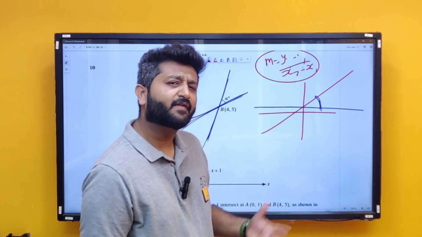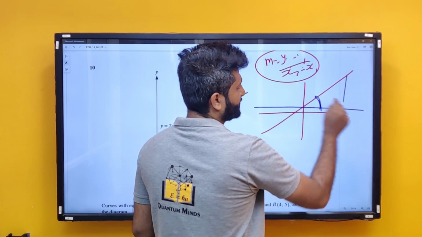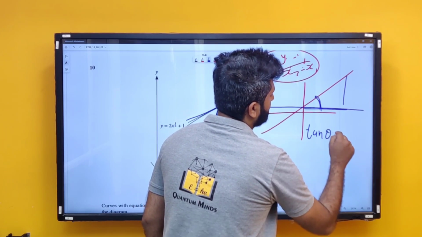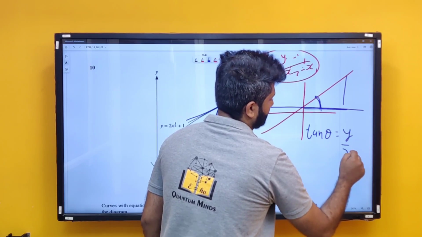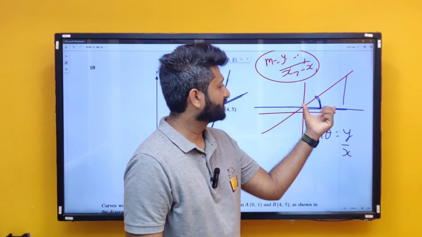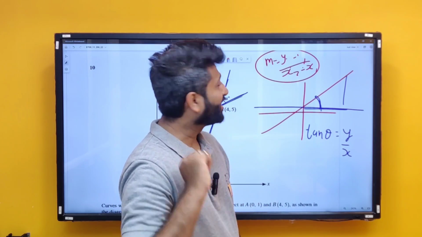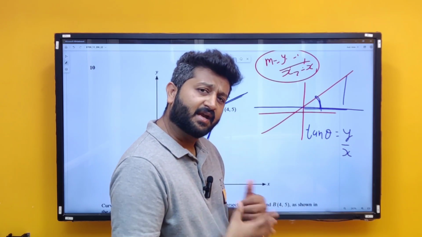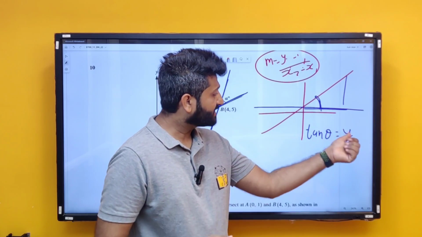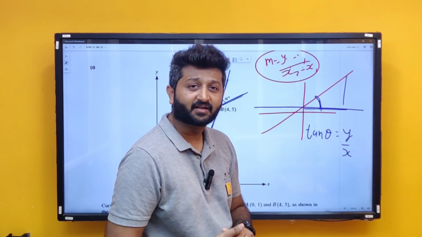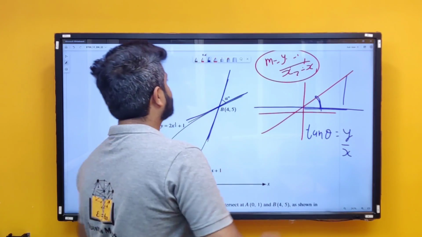The angle of slope. Now how do you find the angle of slope? This is my opposite, this is my adjacent. So tan theta equals y by x. If I know this y and this x, I can get this angle. Now, isn't this the gradient? Yes, I think it is the gradient. This is change in y, change in x. This is the gradient.